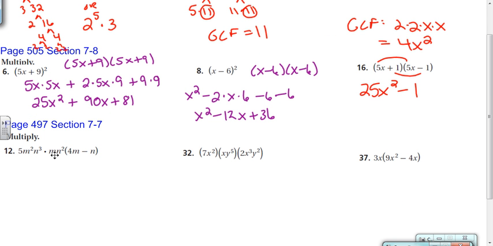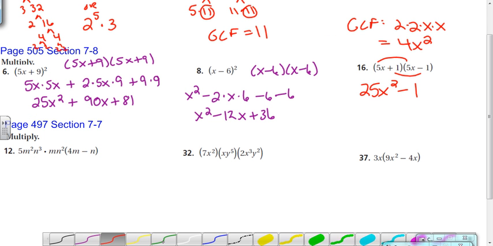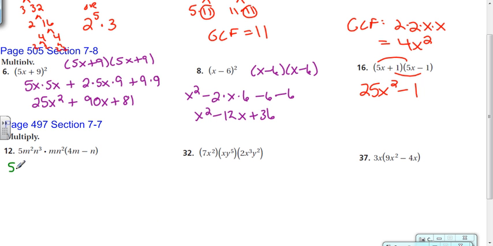Number 12, first I would multiply together what's outside those parentheses. So I would do 5 times 1, m squared times m, and then n cubed times n squared. So that would give me a 5, add the 2 plus the 1 and get m cubed, add 3 plus 2, get n to the 5th, and then I would distribute that across 4m minus n.